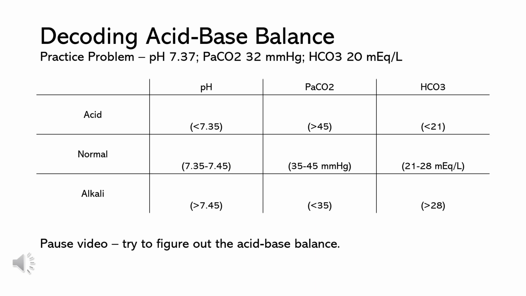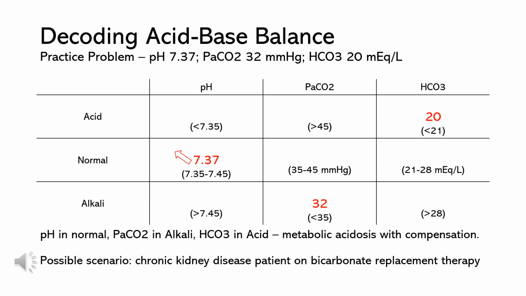Let's try another practice problem. For this one, your pH is 7.37. Your PaCO2 is 32, and your HCO3 is 20. Pause the video, try to figure out the acid-base balance. Okay, let's get all these numbers on the chart.